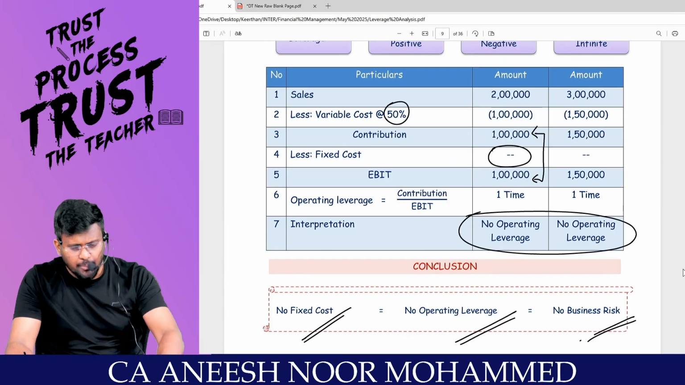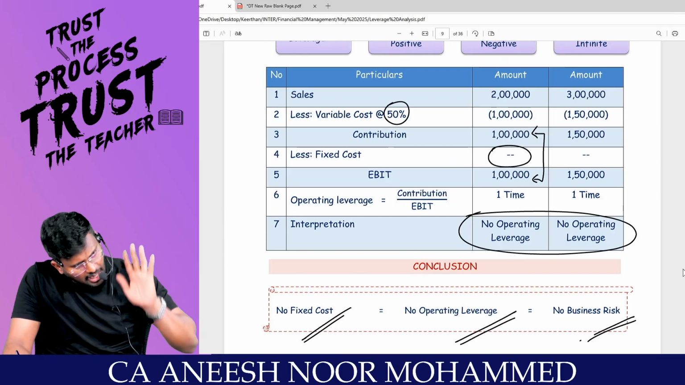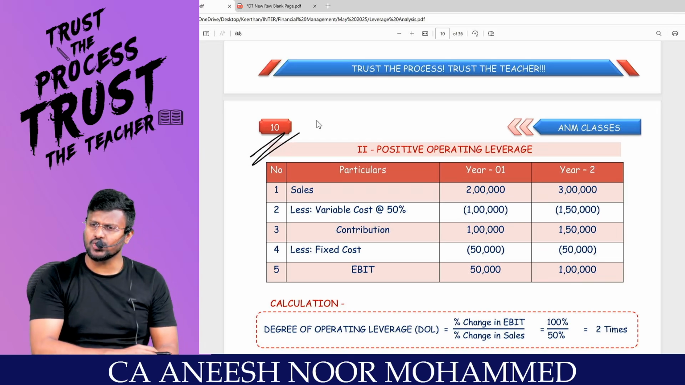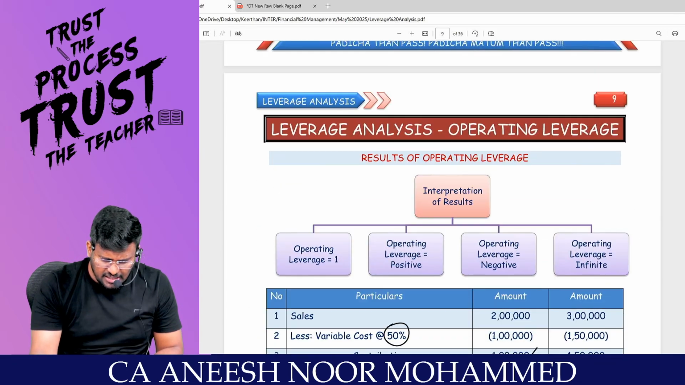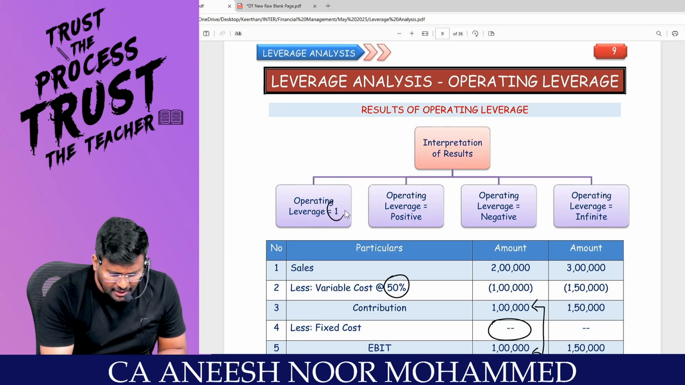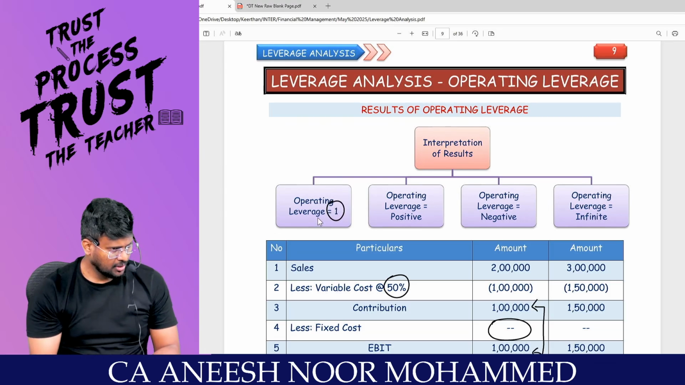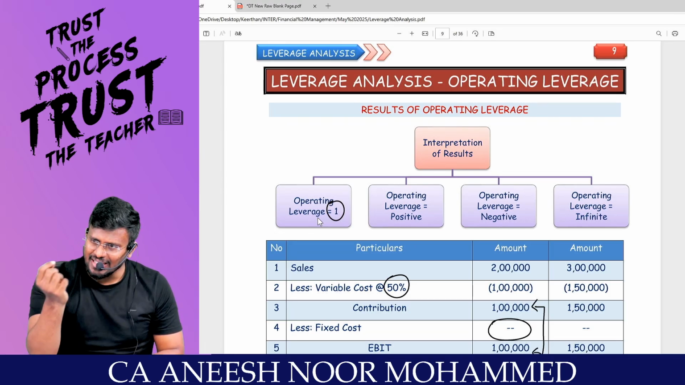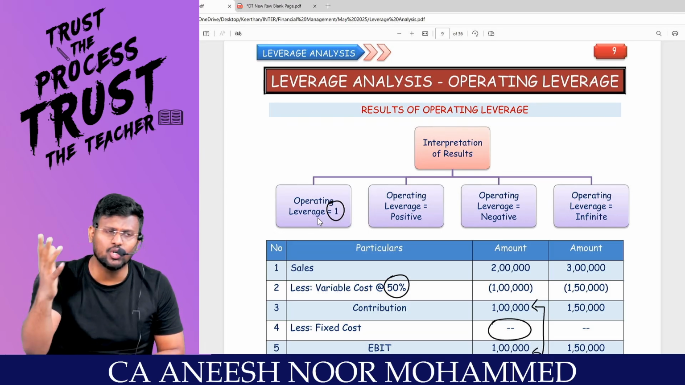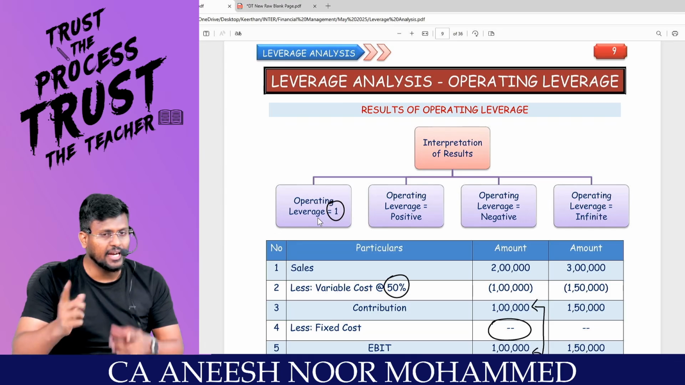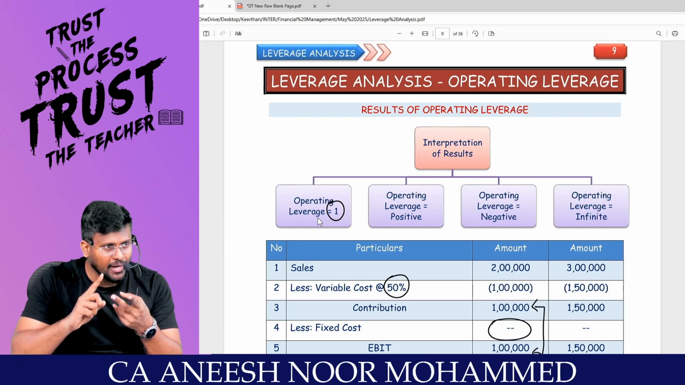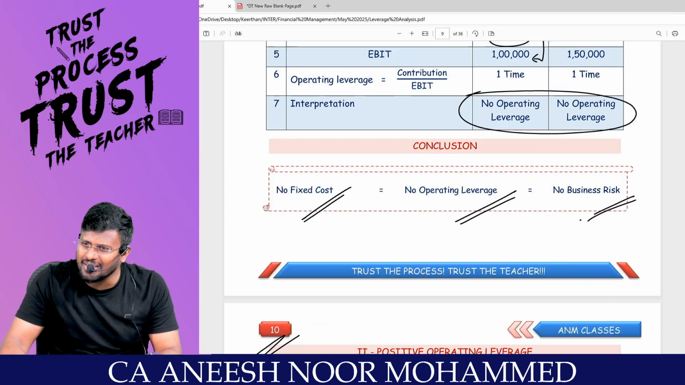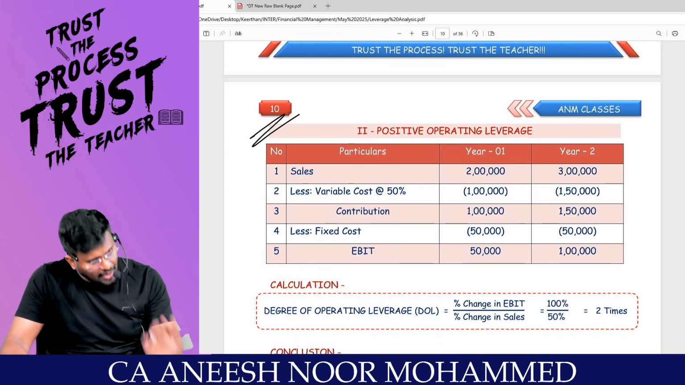Sir, this is a very hypothetical situation, because every business will be having fixed cost. So we are going to talk about positive operating leverage. This is the first one: operating leverage equal to 1. If someone says that my operating leverage is equal to 1, that indirectly shows that the business does not have fixed costs. They don't have operating leverage. But every business will not work like that. Yes, every business will be having fixed costs.